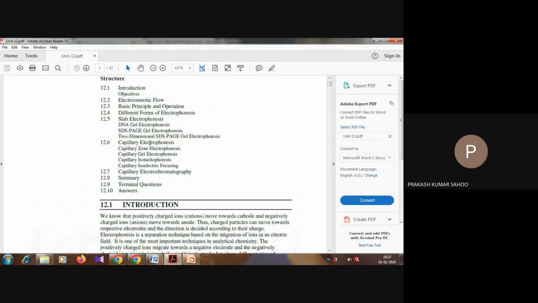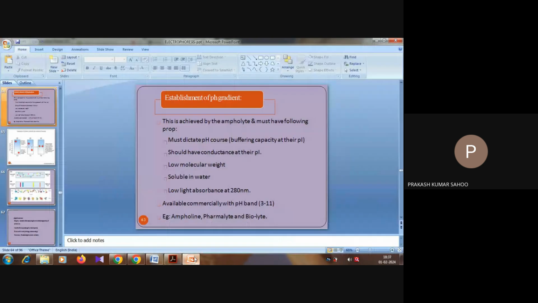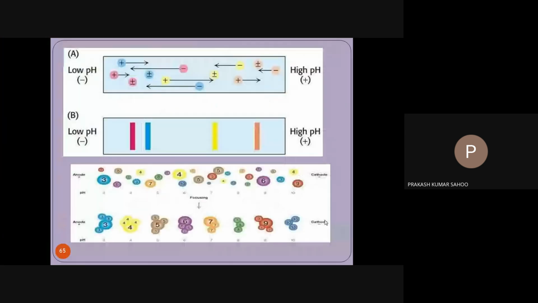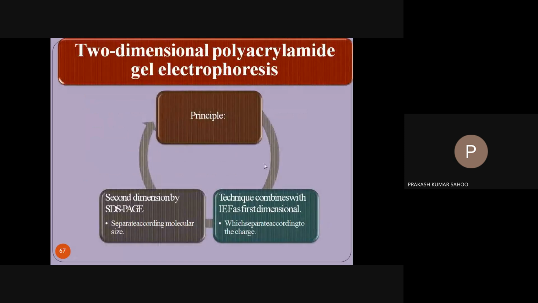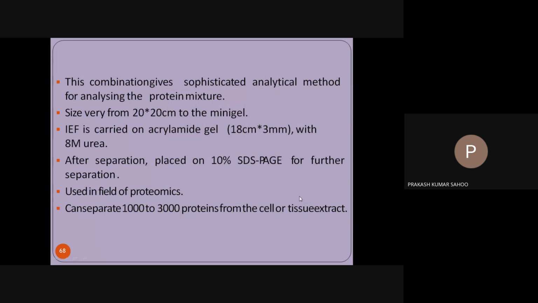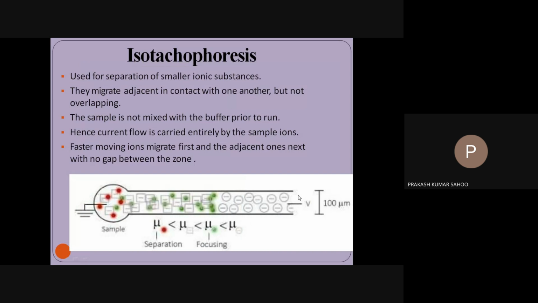Then we have capillary electrophoresis. So let's see where the capillary one is. Yes, this is isotachophoresis. It is there in your syllabus. It is used for separation of smaller ionic substances. They migrate adjacent, in contact with one another, but not overlapping.